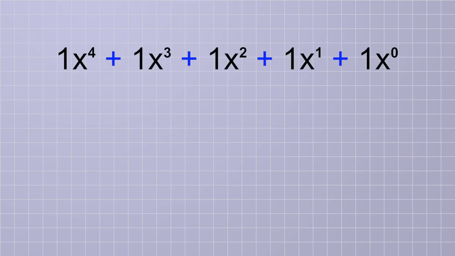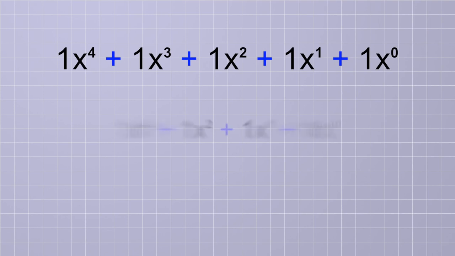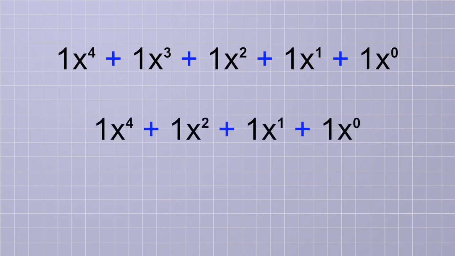As you can see, this polynomial has a term of every degree from 0 up to 4. But do you remember that it was okay for a polynomial to have missing terms? For example, we could have a slightly different polynomial that doesn't have a third degree term. That makes it look like the x cubed term gets skipped or is missing, since the pattern goes from x to the fourth, then skips x cubed and goes to x squared, and so on.